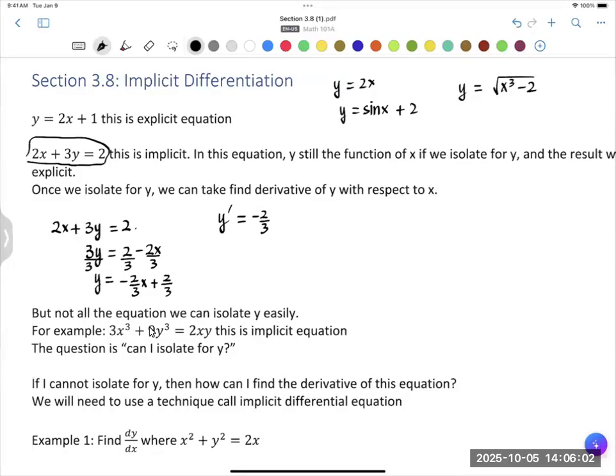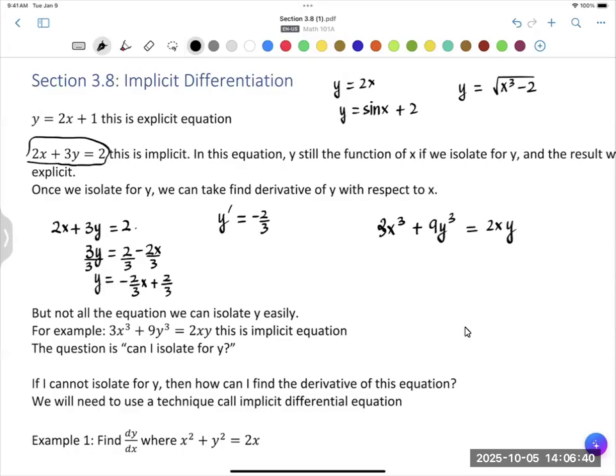For example, if I have this equation, 3x cubed plus 9y cubed equals xy. Can I isolate for y? It's going to be very hard because the y terms cannot be combined. You have one that is y cubed and then you have the other y. So in this case, we won't be able to isolate for y. Then how are we going to find the derivative? At this point, we need to use a technique called implicit differentiation.